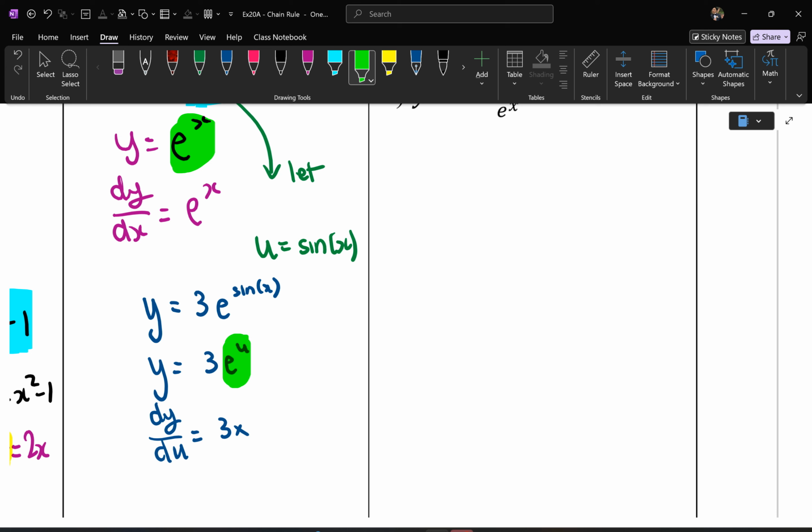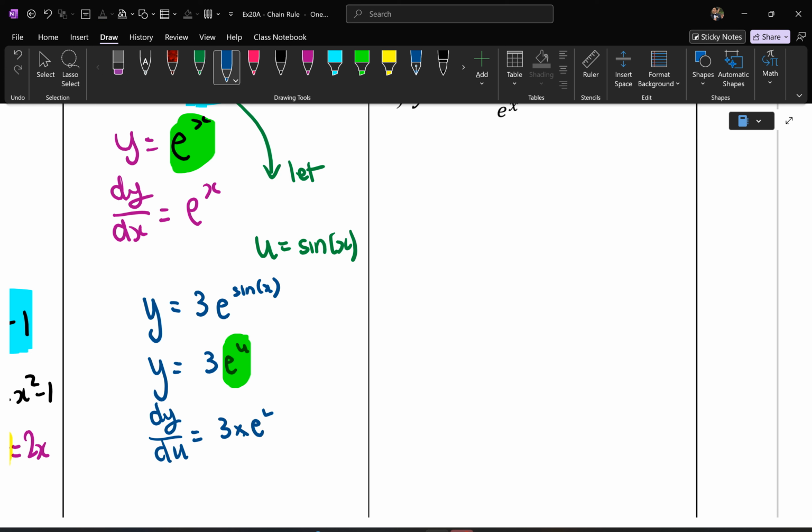Thank you. What's the derivative of e to the u? So look at the template. You got a template for a reason. If I asked you what's the derivative of e to the u, it should be e to the u. Same thing as itself. It's just the change in the letter.